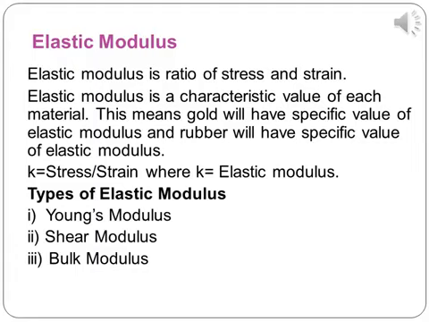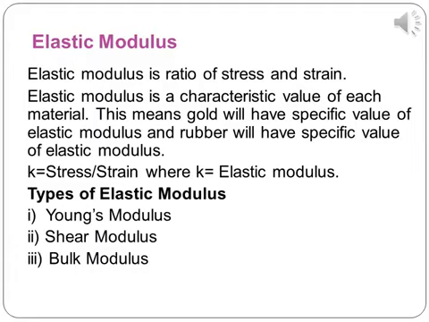Elastic modulus is a characteristic property of each material. That is, it will vary from one material to another, but it will be a constant value for different objects of the same material. For example, gold has a specific value of elastic modulus and rubber has another specific value of elastic modulus.